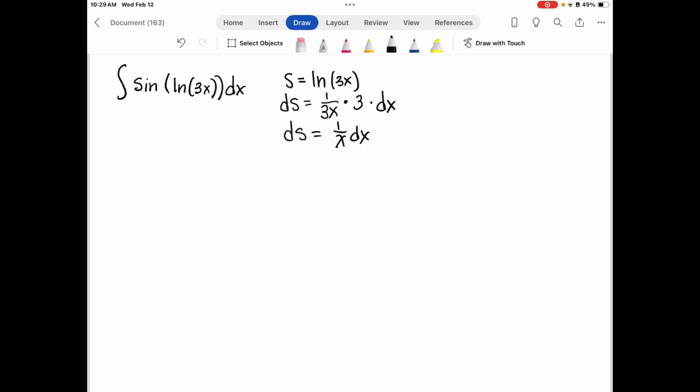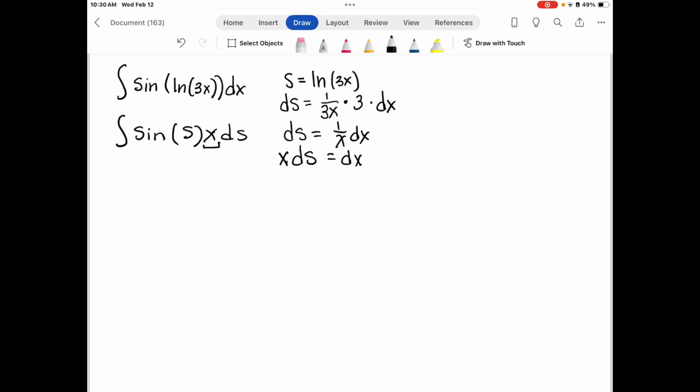And then to replace dx, I'm going to replace dx with dx is equal to x ds. So for right now, this is what we have. I have the integral of sine natural log of 3x, we said was s. And then dx is equal to x ds. Now, because we're trying to write this with s's instead of x's, I still need to replace that x. I can't leave it like that.